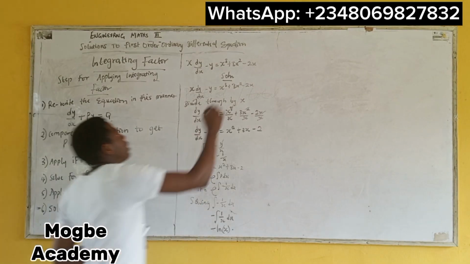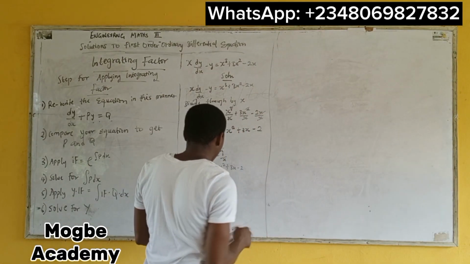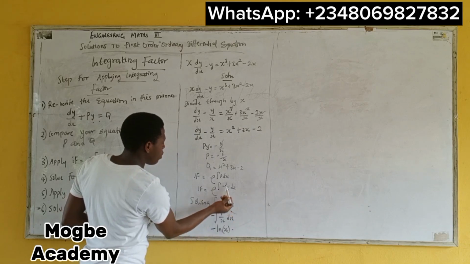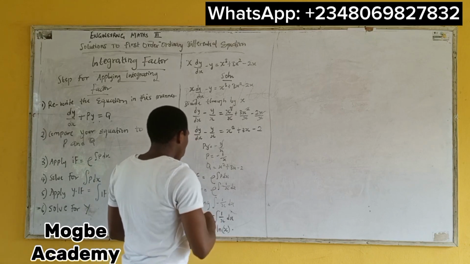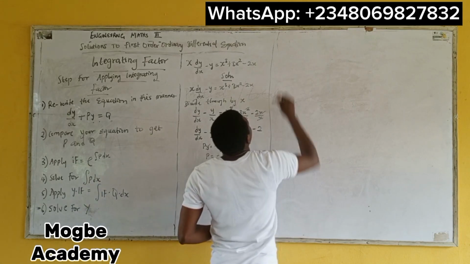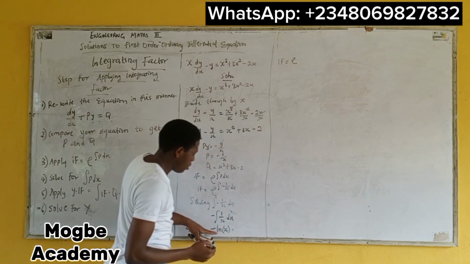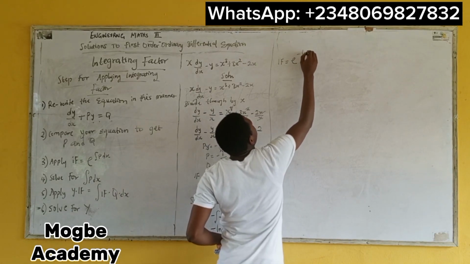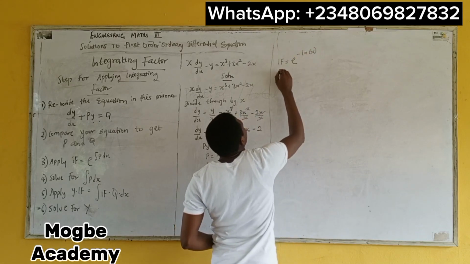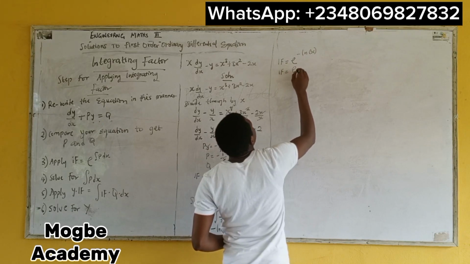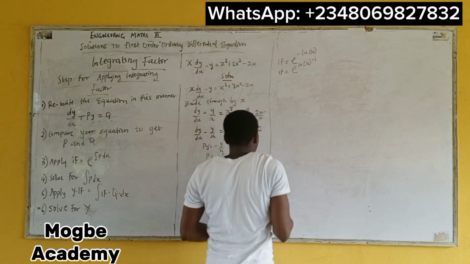Now, if you substitute that into the equation, we simply have what? We are substituting this into this equation. So if you substitute that, what are we going to have? We'll be left with what? If is equal to exponential minus ln x. Now we can do something to this equation here. We have what? If is equal to exponential ln x raised to the power of minus 1.